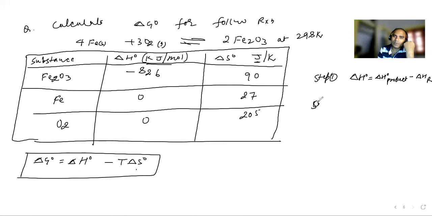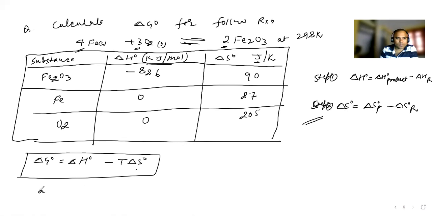Then step number 2, delta S. Delta S naught is also product minus reactant. I think we did this in the last class. So should I solve it or are you going to try? I'll try it. Okay, but keep in mind the coefficients also. Okay, then try.